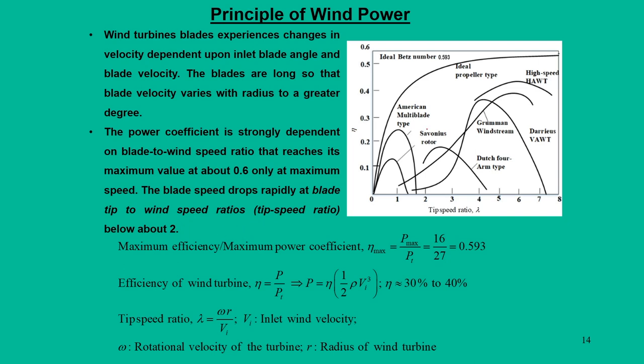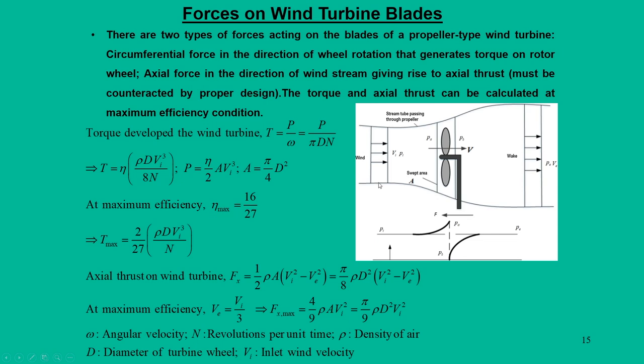That means, if you take these multi blade type rotors, for which the tip speed ratio does not exceed 1.2, then you can see the efficiency at a particular point drops drastically when the tip speed ratio is less than 2. The next important analysis that we are going to discuss in the same wind power philosophy is the analysis of forces.